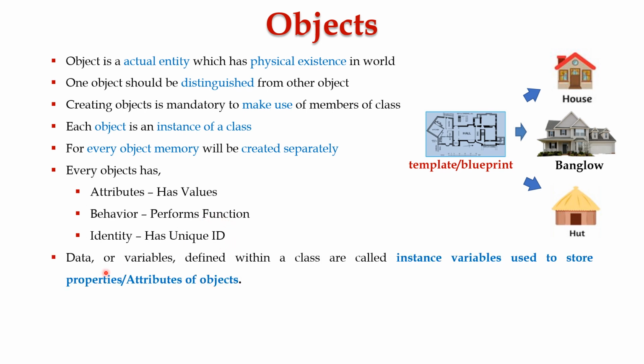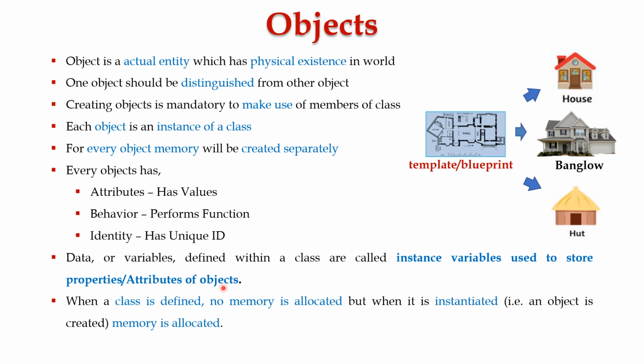world. Data or a variable which is defined within a class is called an instance variable, which is used to store the attributes of the objects. When a class is defined, no memory is allocated to it, but when it is instantiated, memory is allocated.